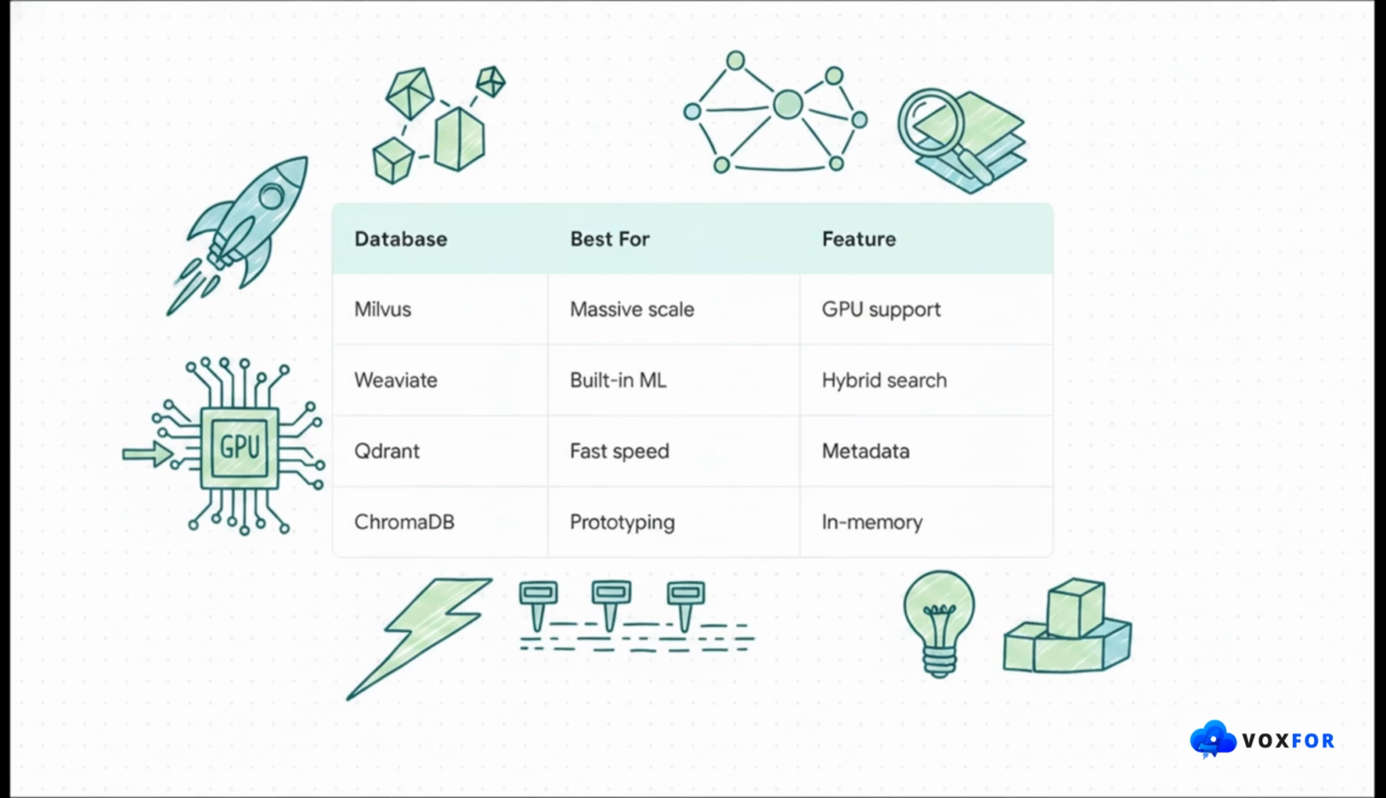If you're looking for built-in NLP integrations, on-the-fly embeddings, and powerful hybrid search, Weaviate is a fantastic choice, even if it can be a bit memory-heavy. Need something blazingly fast, lightweight, built in Rust, and amazing at metadata filtering? Qdrant is your best friend. And finally, if you're just starting out and need a simple in-memory solution for quick prototyping, ChromaDB is incredibly easy to spin up.